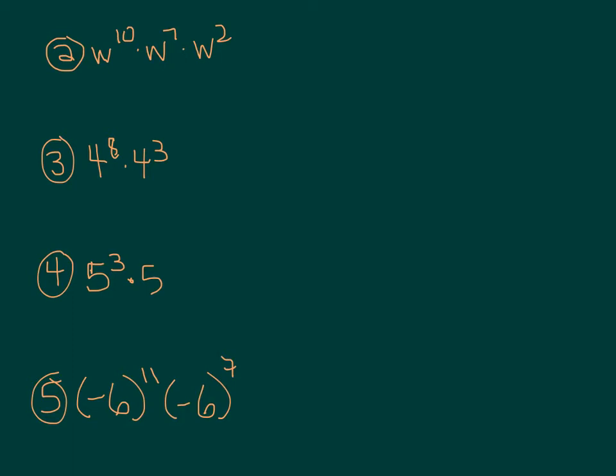So on number 2, I'm going to recommend that you do it the short way. You're going to keep your base as W, you are going to add your exponents. 10 plus 7 plus 2 is 19, so that is my answer. Very fast problem. 3 is also fast.